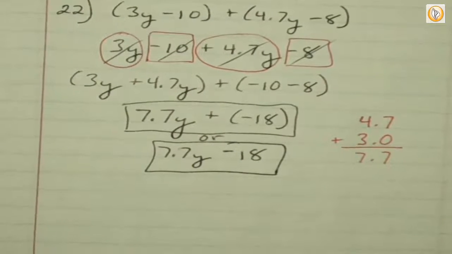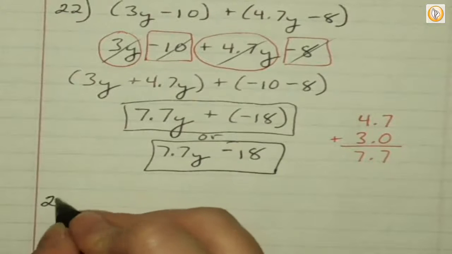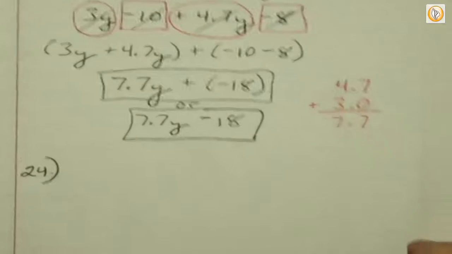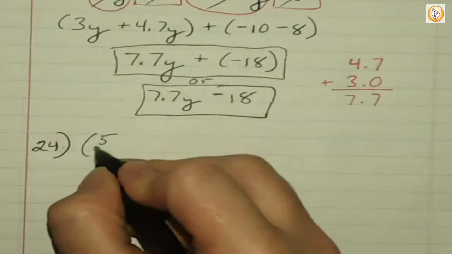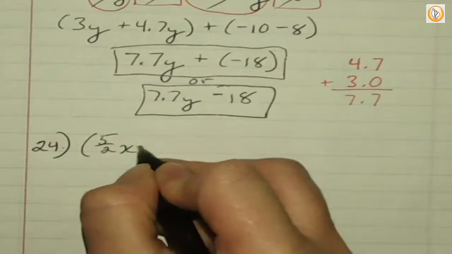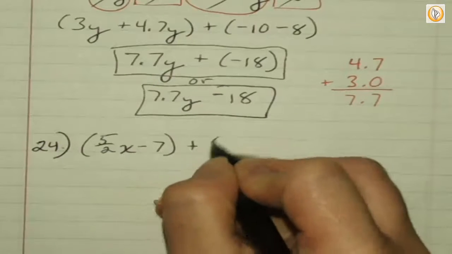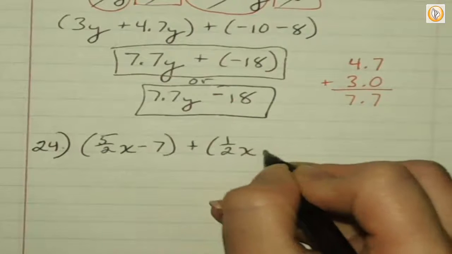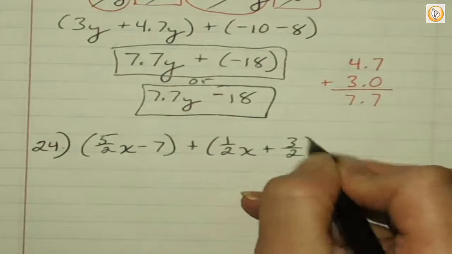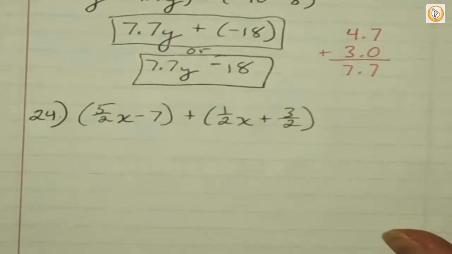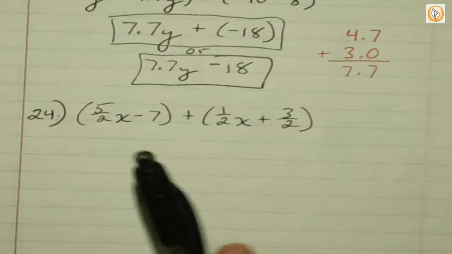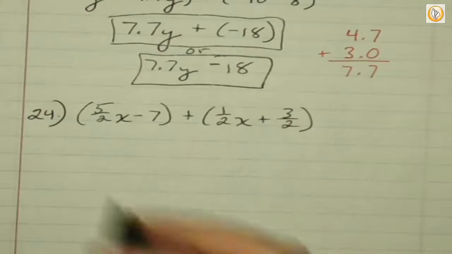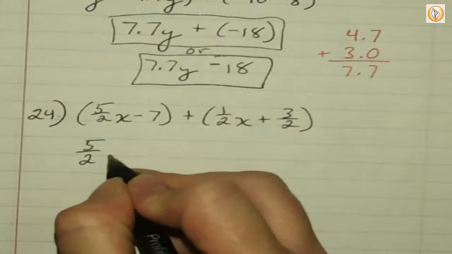All right, last one. Number 24. Five over 2 x minus 7 plus 1 over 2 x plus 3 over 2. All right, we can't combine within, so I'm rewriting my problem.